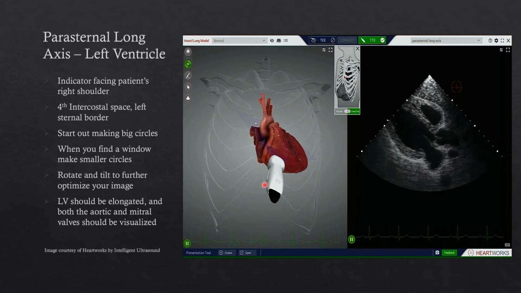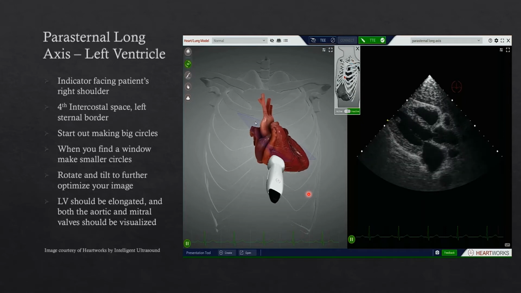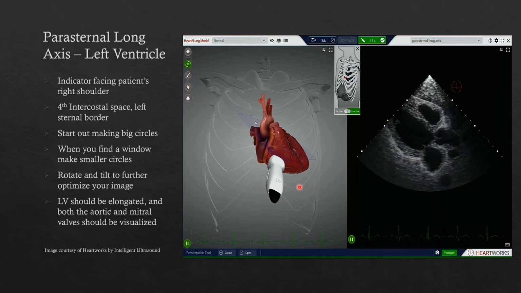So we're going to start out making big circles. We've already got our ultrasound gel on our transducer. We're going to make some big circles on the chest until we see something moving and until we can see our heart showing up nice and brightly on the screen. Once we see that, then we're going to hone in a little bit and make some smaller circles until we get a fairly nice looking picture. And then to clean it up a little more, we may need to rotate clockwise, counterclockwise, tilt the tail up or down, left or right, something along those lines, so we see both of our valves here opening nicely.